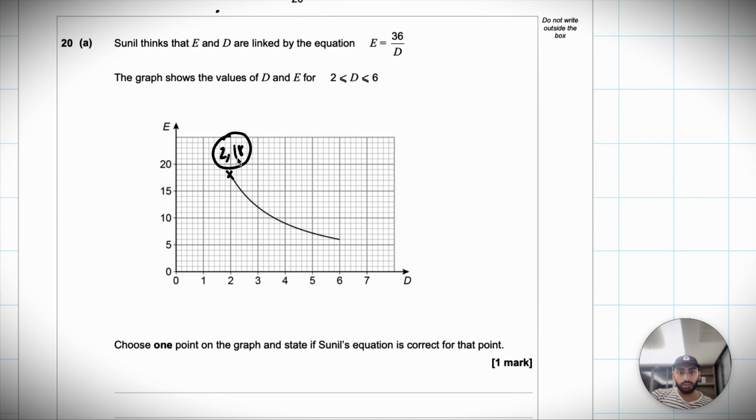So E is equal to 18. That's equal to 36 divided by 2. 36 divided by 2 is 18, so that means it is true for that point. It is true for the point 2, 18.